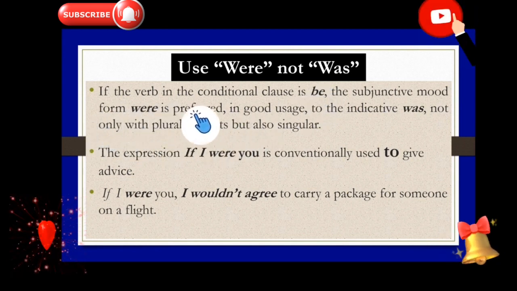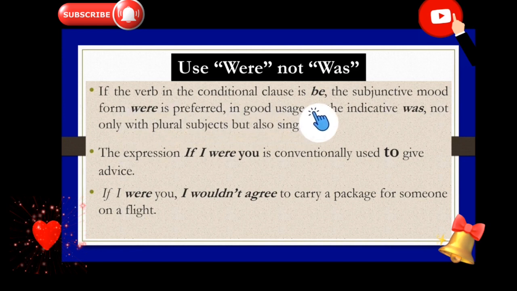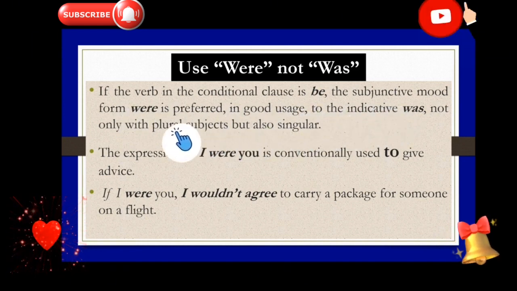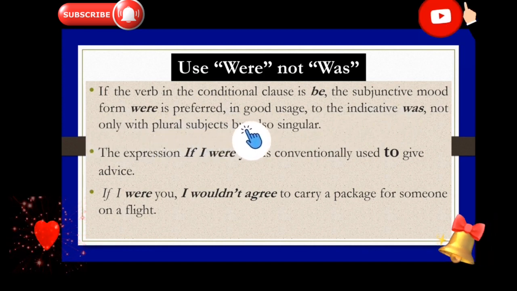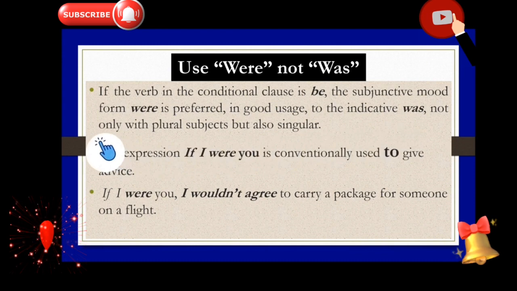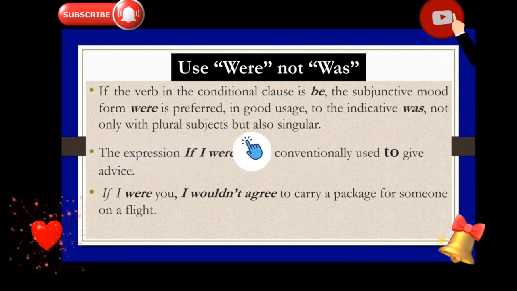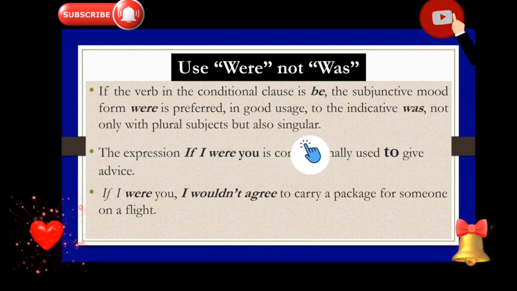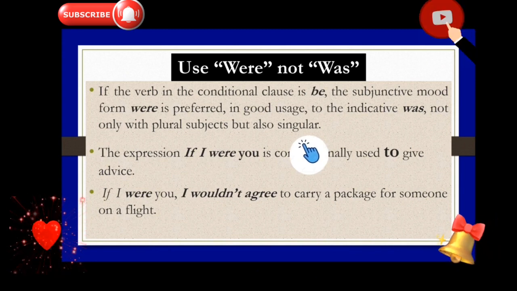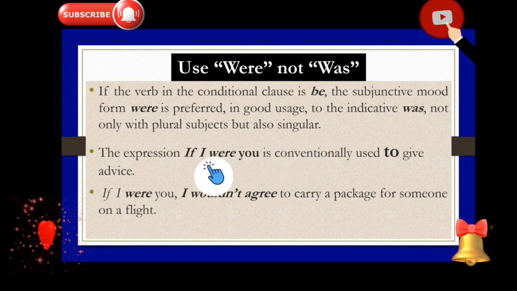So, if the verb in the conditional clause is be, like was and were, the subjunctive mood form were is preferred in good usage to the indicative was, not always with a plural subject but also singular. So it means that were is used with all subjects, singular as well as plural.